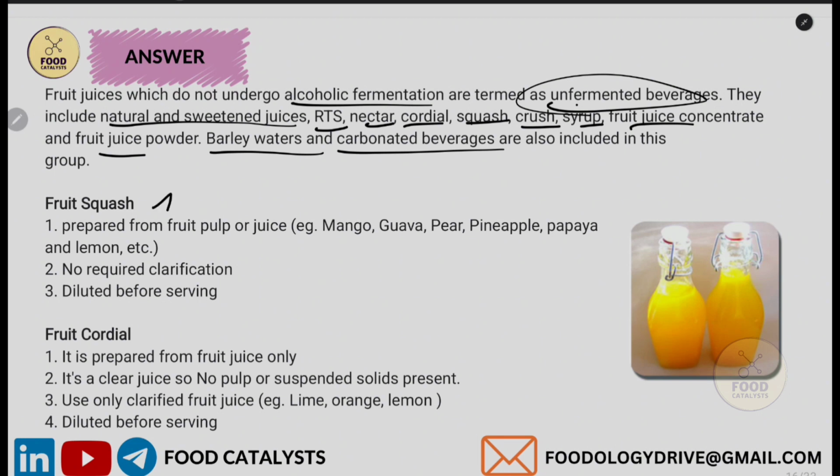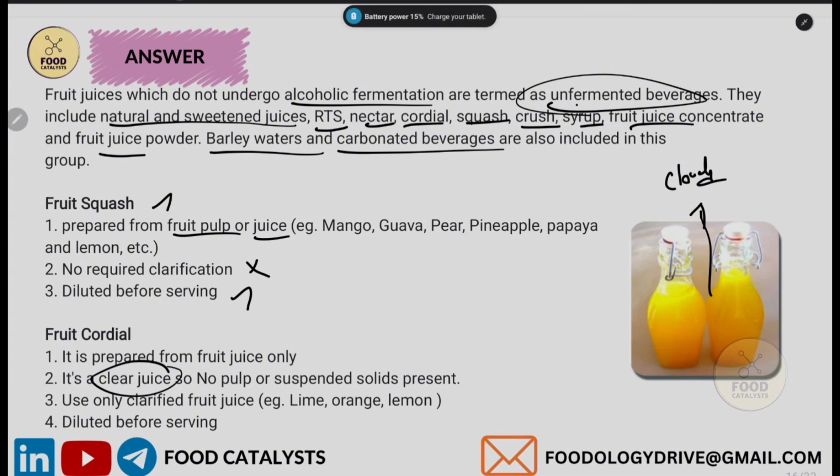Okay, so squash is basically prepared from the fruit pulp or juice. It is very much cloudy. You can see this is a squash which is very much cloudy. So we need to dilute before drinking. And since this itself is cloudy, we don't need to do the clarification step. But cordial is the opposite of squash, because here we need a clear juice and everything else is the same. If it is a clear juice, it's cordial. If it is not a clear juice, it's squash.